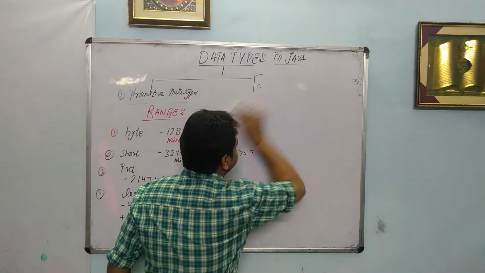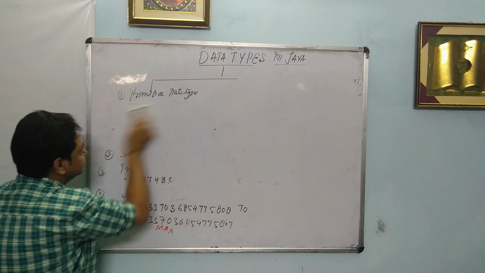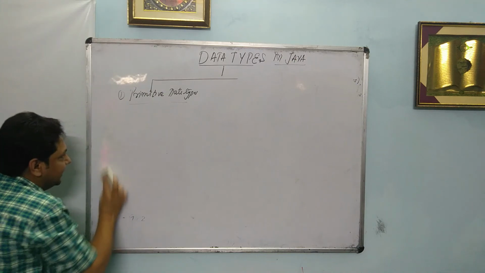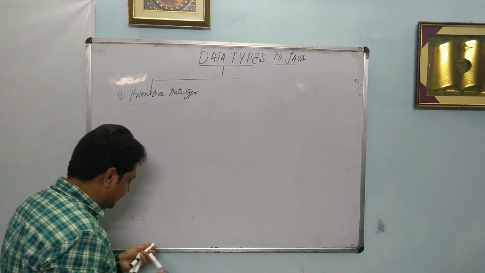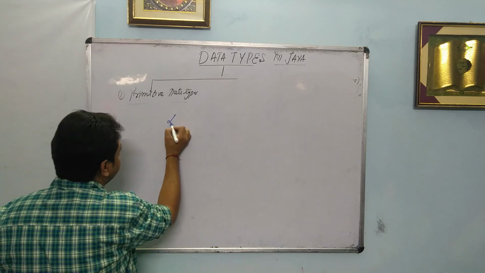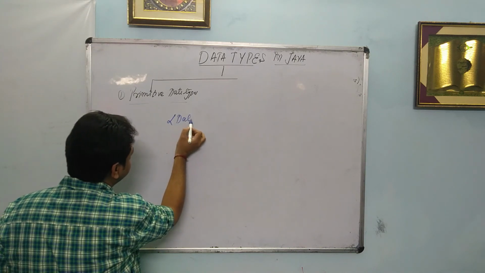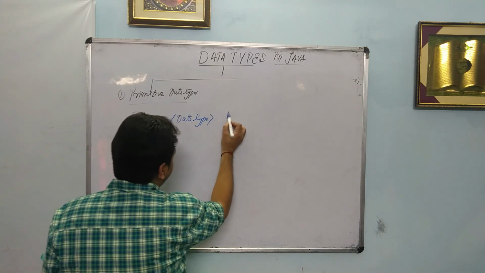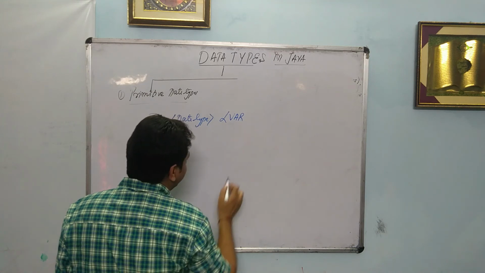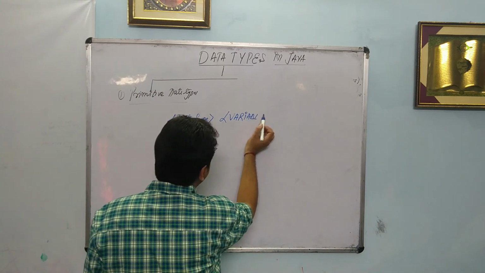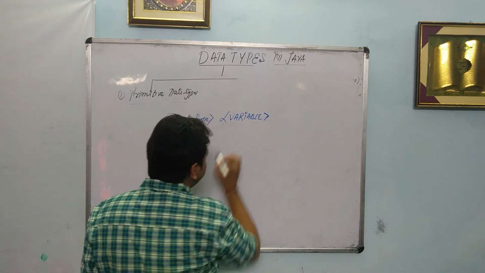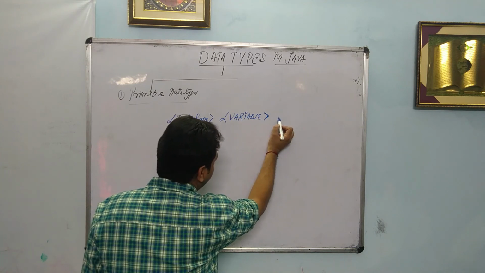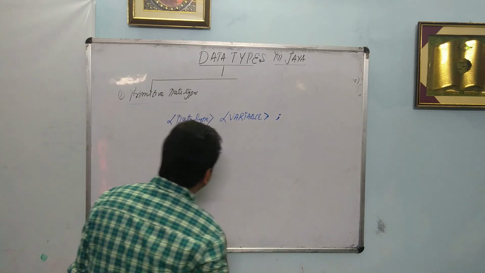Now, how to declare or define a variable. First of all, we mention the data type. After that, we declare variable. It is nothing but the name of memory. And in programming syntax, we have to put a semicolon.